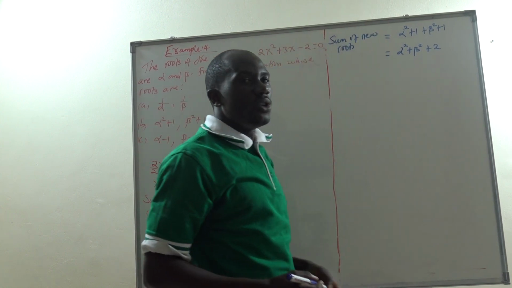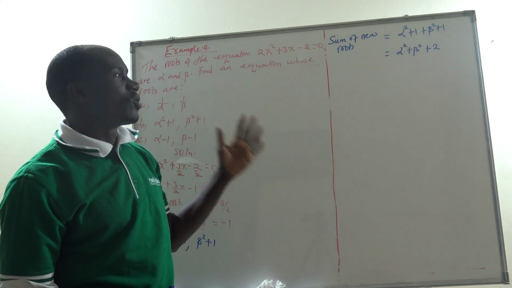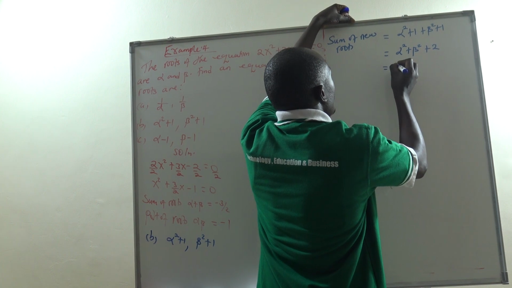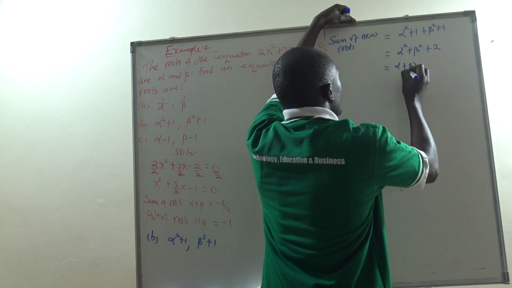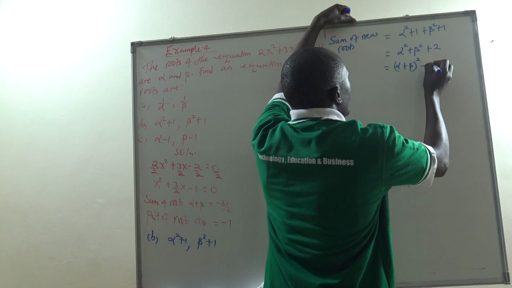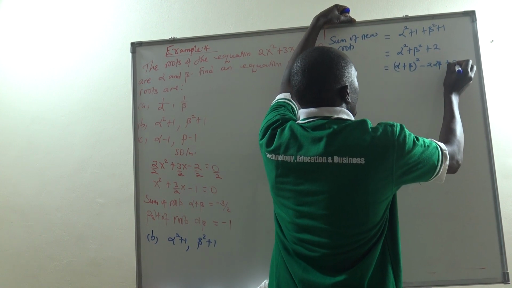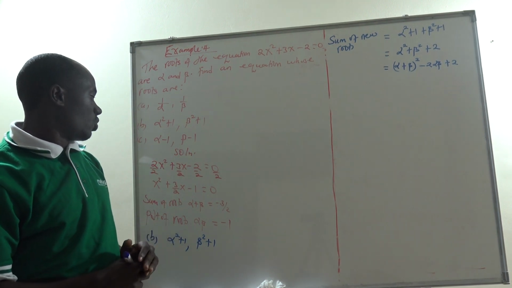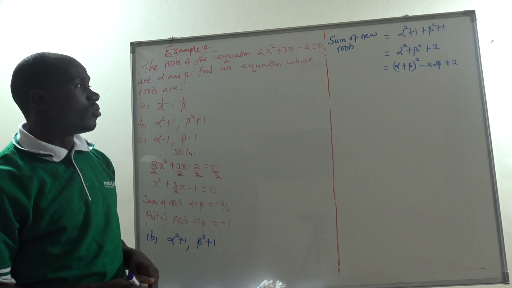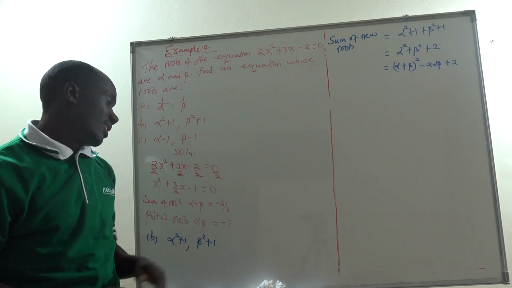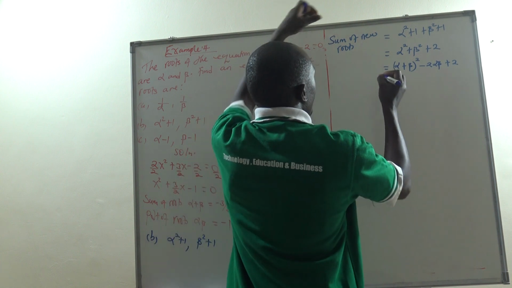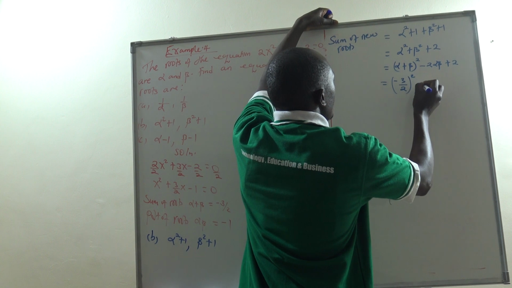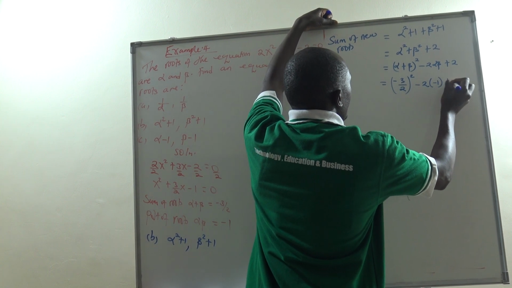So do we know alpha squared plus beta squared? Alpha squared plus beta squared is an identity which we know. We easily bring in that identity, alpha plus beta, the whole of it squared, minus 2 alpha beta, then plus 2. Do we know alpha plus beta? Alpha plus beta is automatically negative 3 out of 2, and alpha beta is negative 1. So we substitute them there. So this becomes negative 3 out of 2, the whole of it squared, minus 2 into negative 1 plus 2.